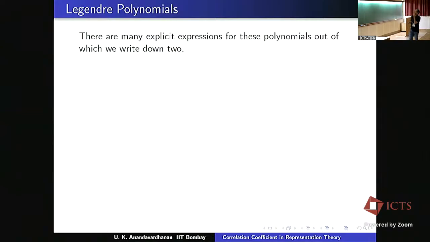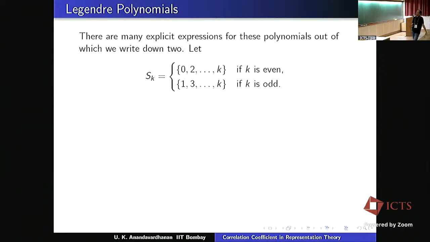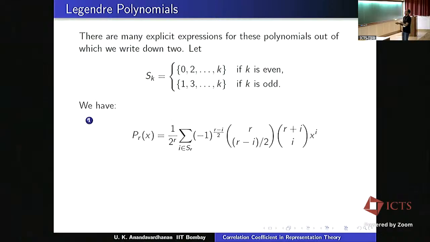So there are many explicit expressions of these polynomials. In fact, the Wikipedia page itself has 7, 8, and there are so many. Many books will have many kinds of expressions. And we will write down 2 because in our proofs, either one is enough. So let's just say S_k is all the even integers up to k if k is even, and all the odd integers up to k if k is odd. And then this is one famous expression. P_r(x) is 1 by 2 power r times these binomial coefficients times x power i. So it's a polynomial of degree r.